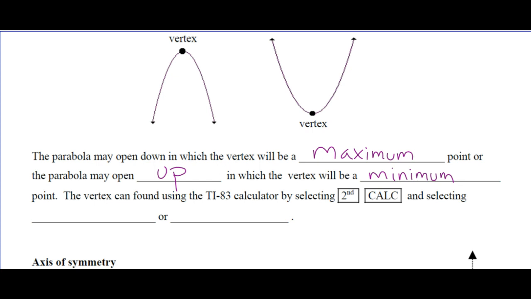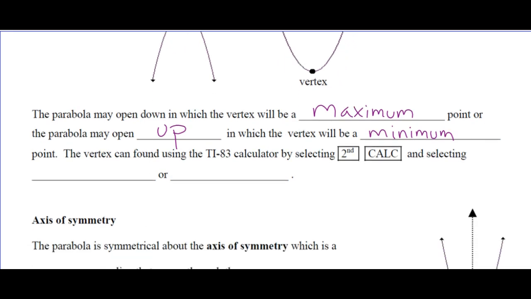The vertex can be found using the TI 83, 84, or whatever, or Casio if you have one, by selecting second calc and selecting, we did one yesterday, yeah, okay. So what do we select? We select maximum or minimum.